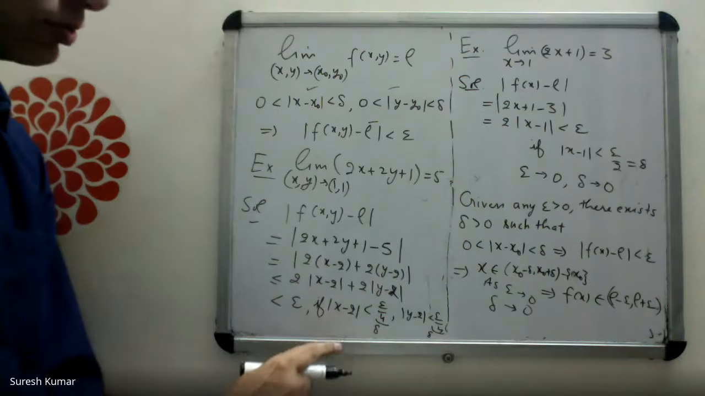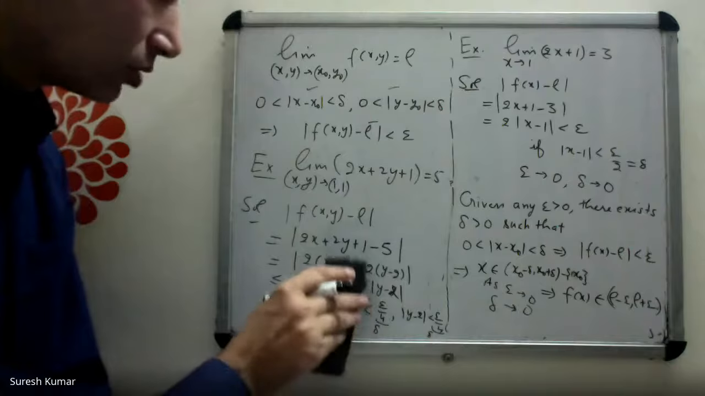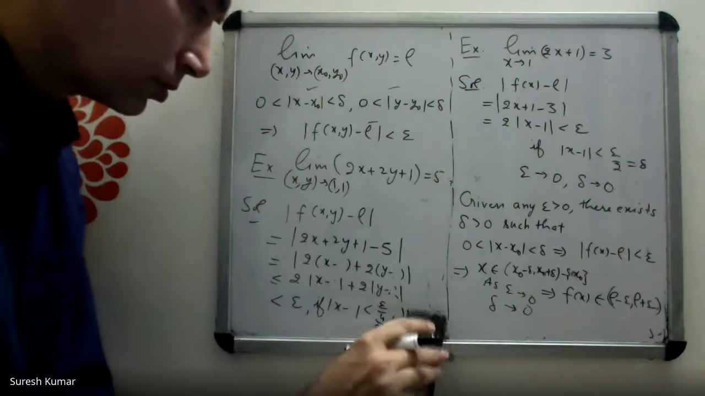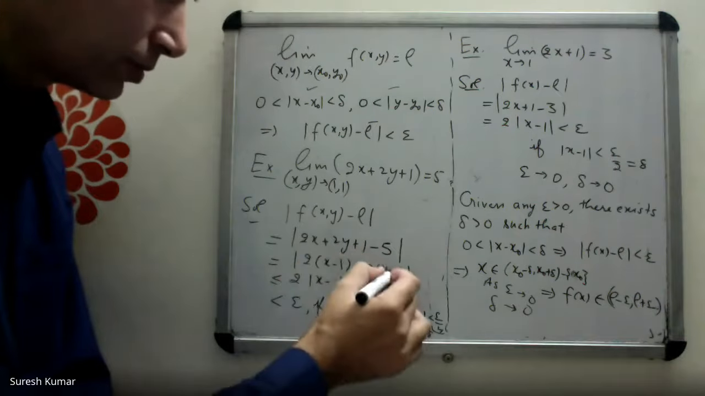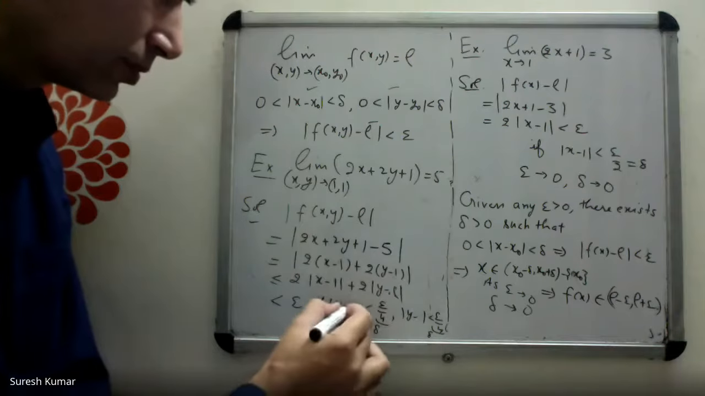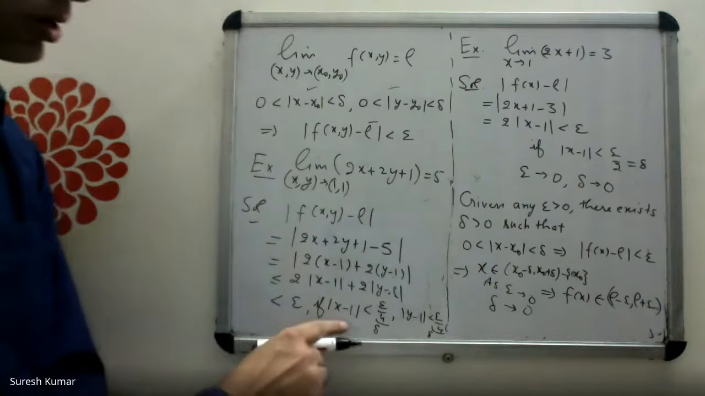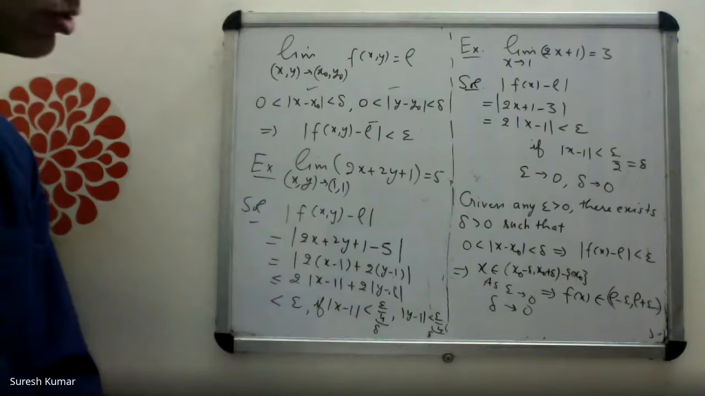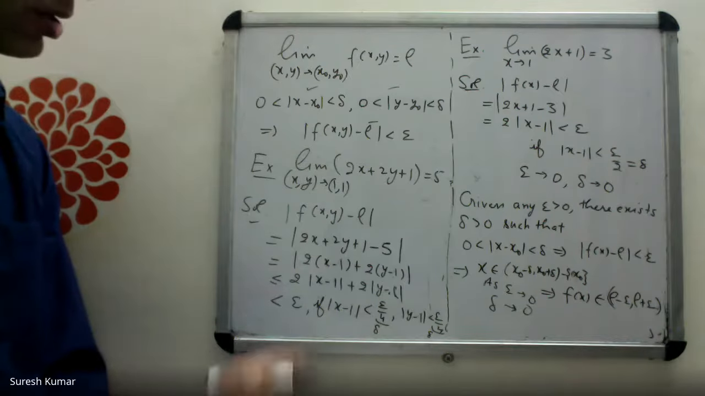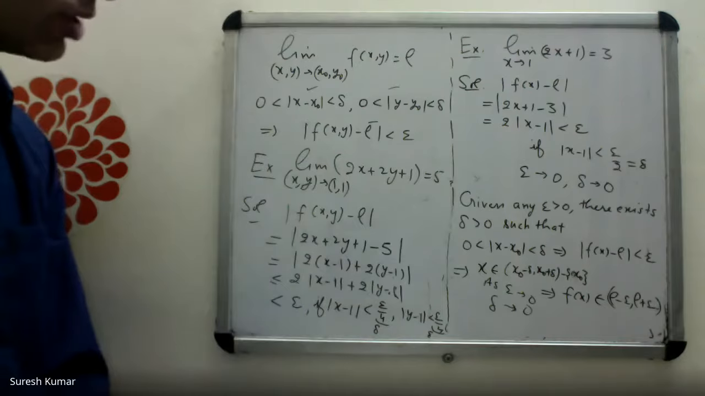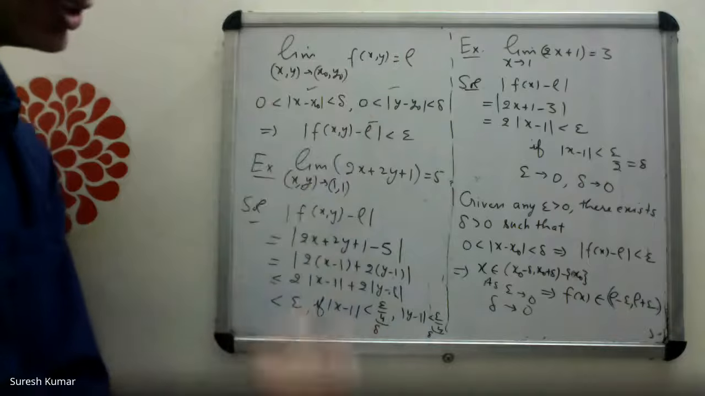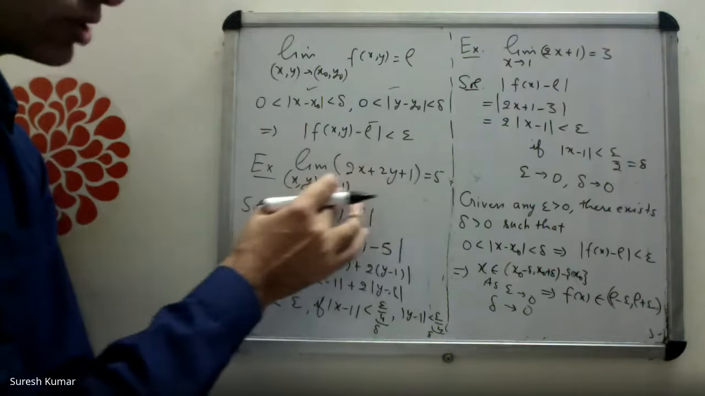Here I have taken the 2 out, so it is 1 everywhere. Okay, so what is (x0,y0) here? 1 and 1. Delta is epsilon by 4. And this f(x,y) is your 2x plus 2y plus 1. So you can check that the conditions for the limit, this definition of limit, is satisfied here. So you can say that the limit of this function as (x,y) goes to (1,1) is 5.